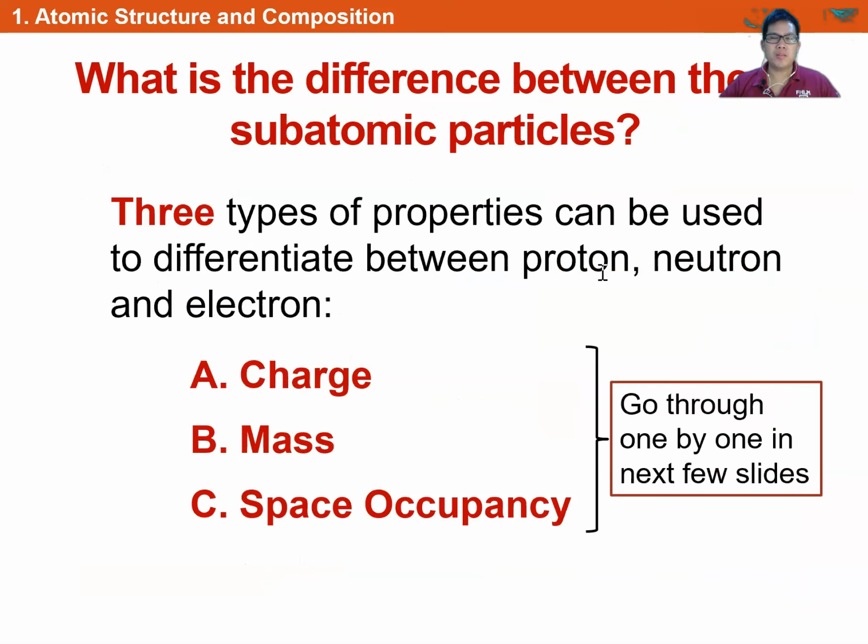These three particles of the atom differ in three things. The first is charge: whether it is positive, negative, or has no charge. The second is mass: whether they are heavy or light. The third is space occupancy, which is basically the area: whether they occupy a small space or a larger space.